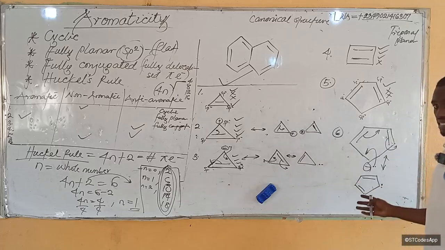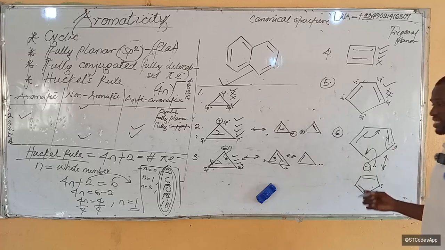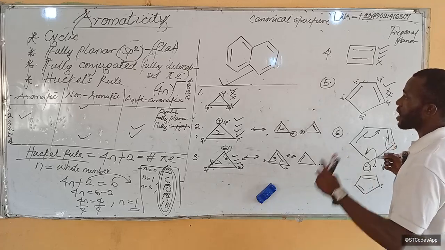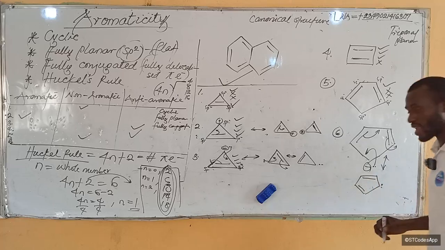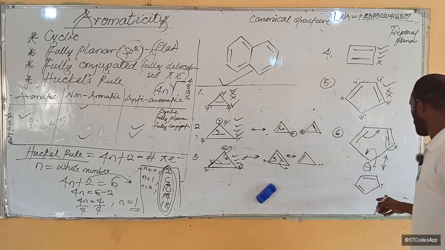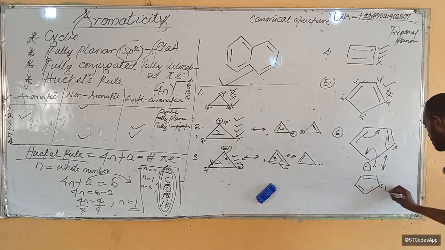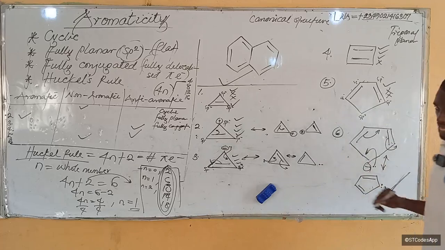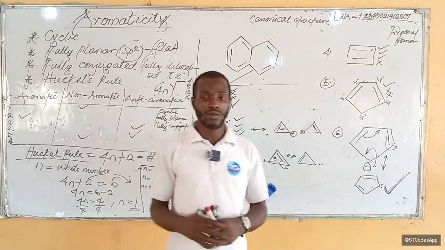Now, what will happen with this? Is this guy going to be planar? Yes, planar. Is it going to be cyclic? Yes, cyclic. Is it going to be fully conjugated? Yes. But will it follow Huckel's rule? Let's see. How many electrons do we have? 1, 2, 3, 4, 5, 6. 6 pi electrons. So with the presence of a lone pair, our number 6 was a carbanion, this guy becomes aromatic. Is that okay? With the presence of a lone pair. So that is it. That will be it on aromaticity.